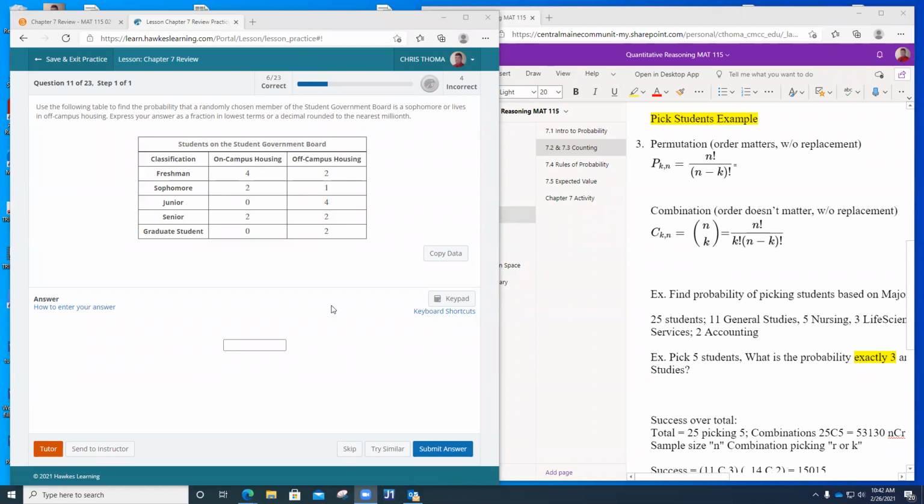Oh, it says a decimal. So 0.68421, 10th, 100th, 1000th, 10,000th, 100,000th.